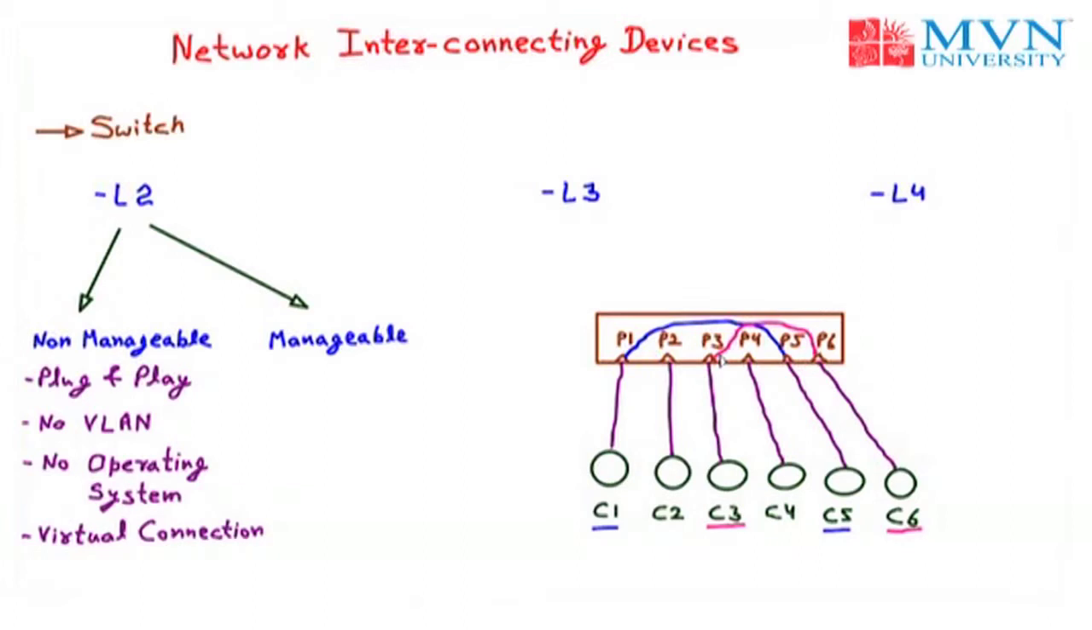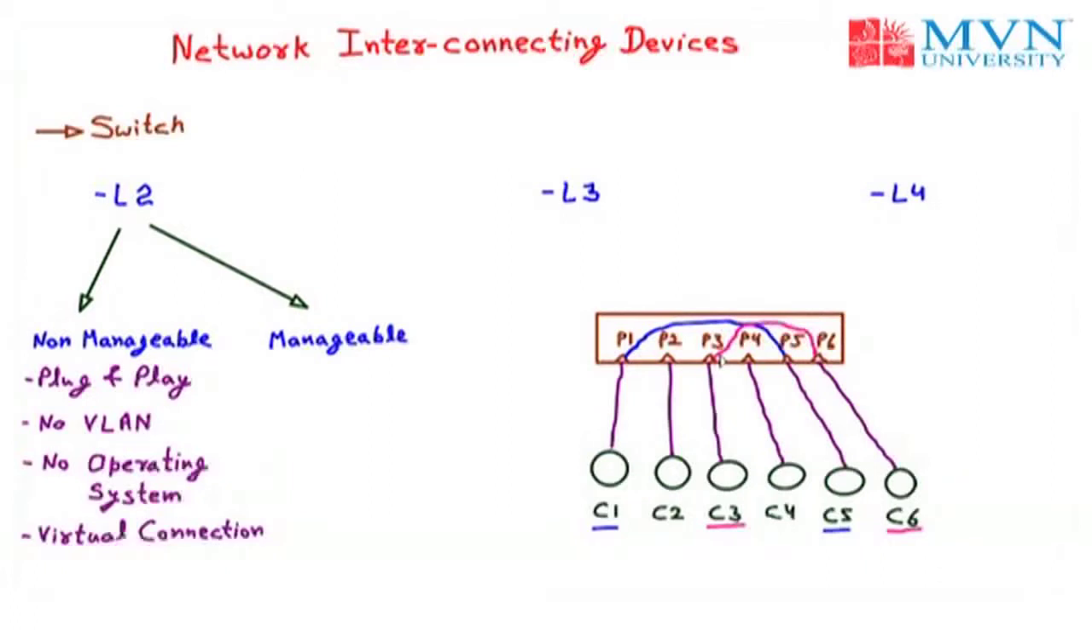So we remove the problem of single collision domain in the non-manageable switch. But now we have a problem with the non-manageable switch, that is the single broadcast domain. We have 2 problems in the hub, that is single collision domain and single broadcast domain.